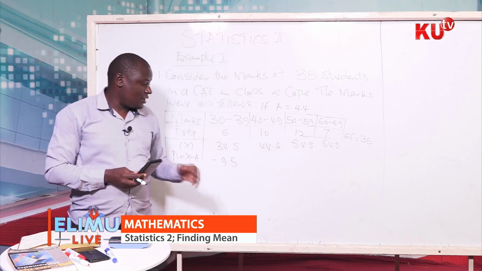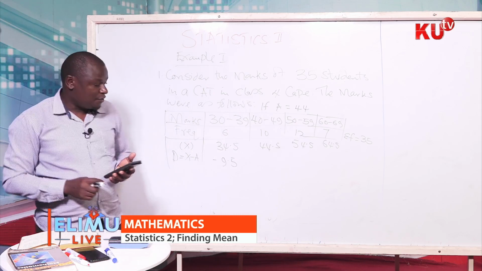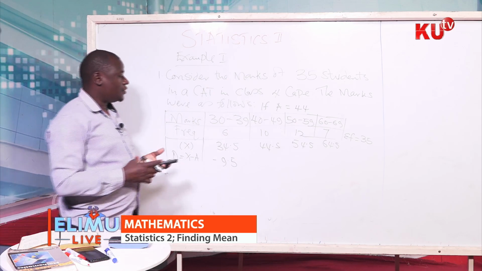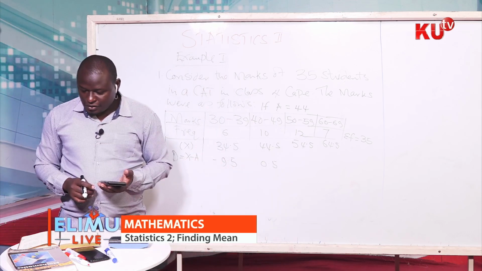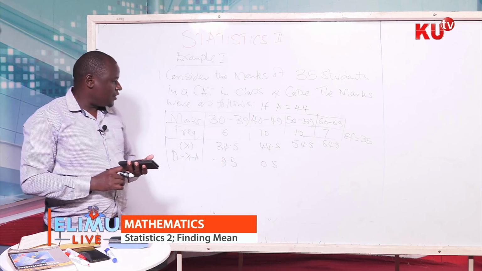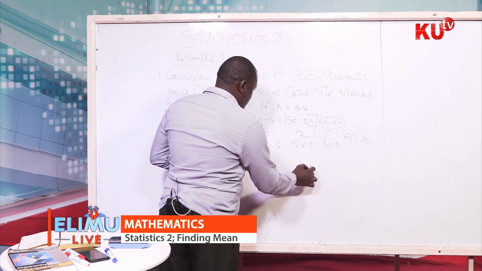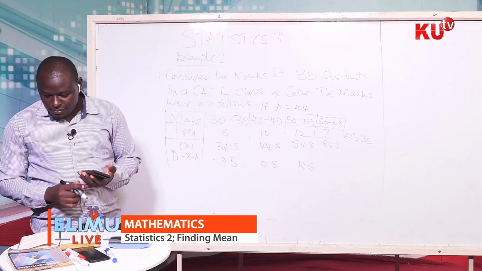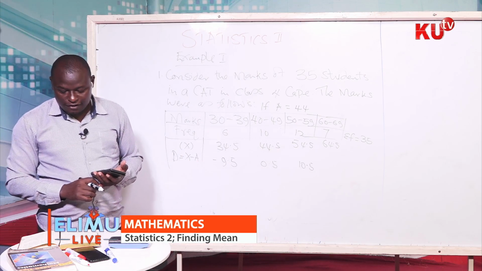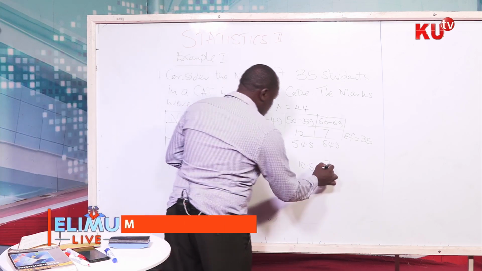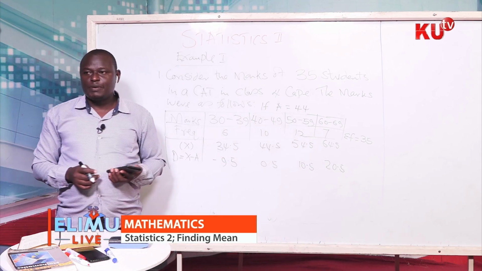Repeat the same in the next column. 44.5 minus 44, you are getting the difference is 0.5 positive. In the next column, you have 54.5 minus 44. You are getting 10.5. In the next column, you are getting 20.5, because you have 64.5 minus 44, you will end up with 20.5. This is our deviation.